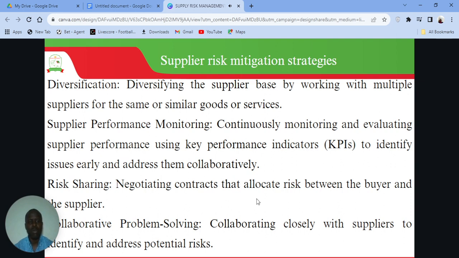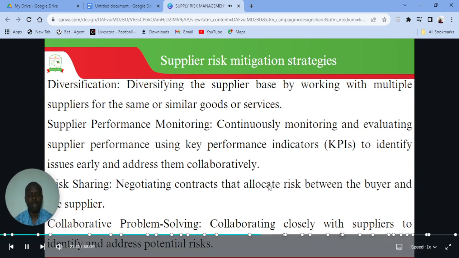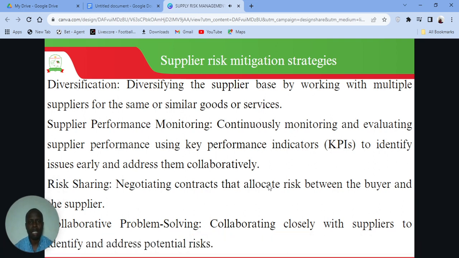Then, of course, we need to do supplier performance monitoring. So we need to monitor our suppliers. We have what we call key performance indicators that we need to have. So after a certain duration, maybe we can sit down and conduct an evaluation and ask ourselves whether our suppliers have met our set key performance indicators.